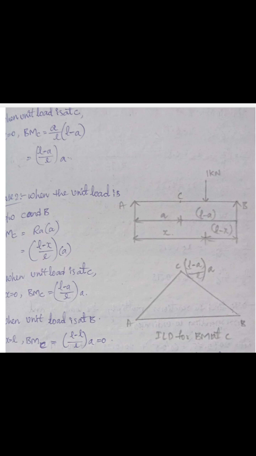Case 2, when the unit load is in between C and B, bending moment at C is RA into a, that is (L minus x) by L into a. When unit load is at C, that is x equal to a, bending moment at C is (L minus a) by L into a. When unit load is at B, x equal to L, bending moment at C equals 0. Therefore, you can see the figure there. This figure represents the ILD for bending moment at C. At A and B, you will have 0. At C, you will have the maximum, (L minus a) by L into a. This is the ILD for bending moment.